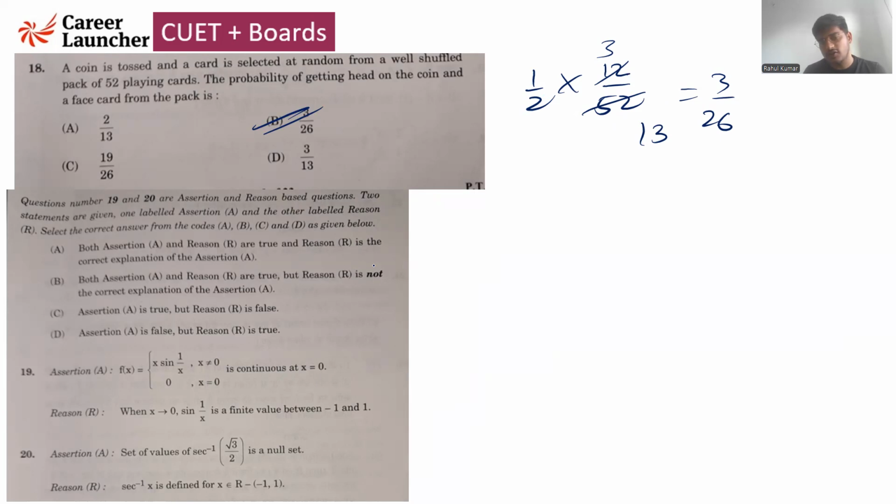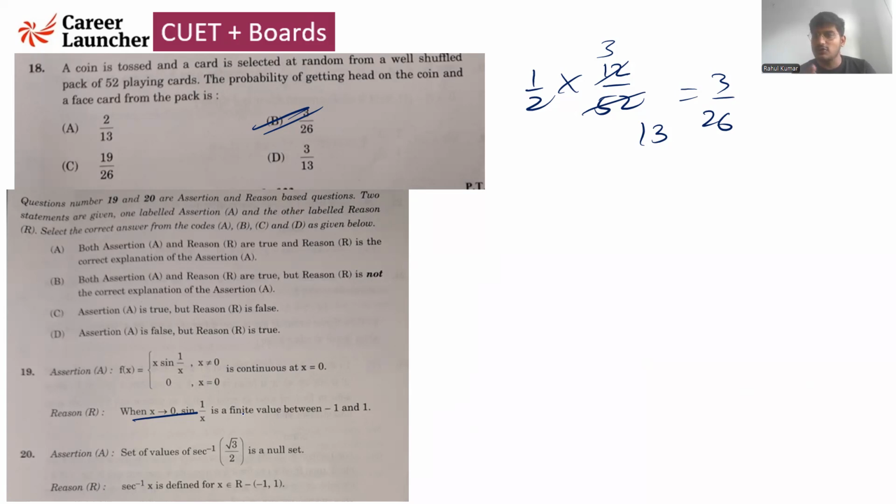Now we have assertion and reasoning in this question. Let's go with the reason first. So when x tends to 0, sine 1 upon x is a finite number. Yes, the sine value always lies between -1 to +1. And because of this, the reason is correct.